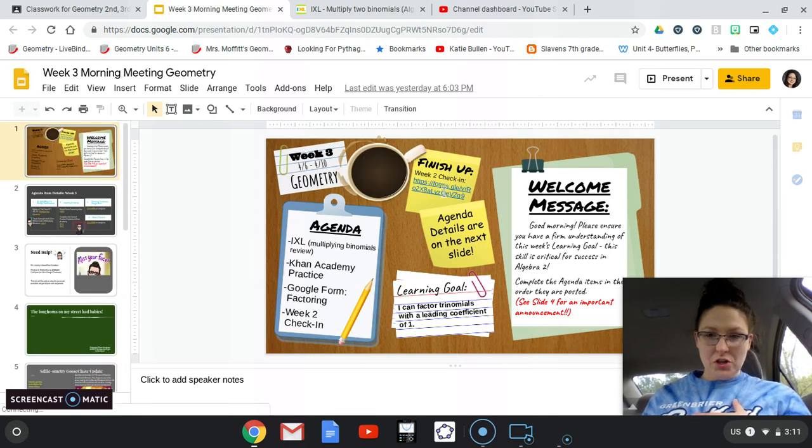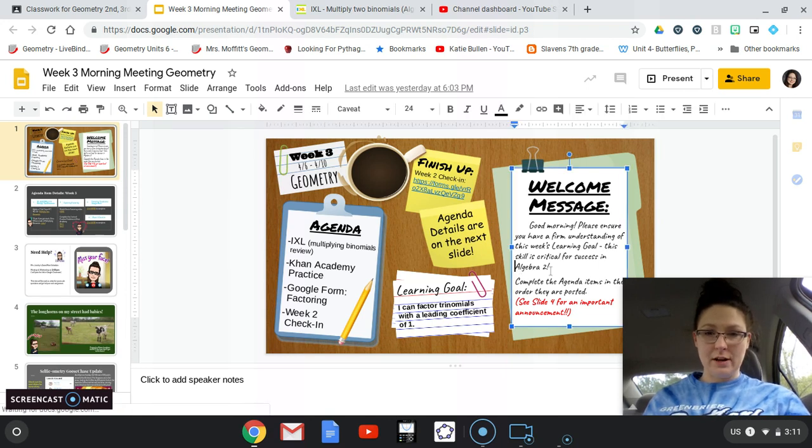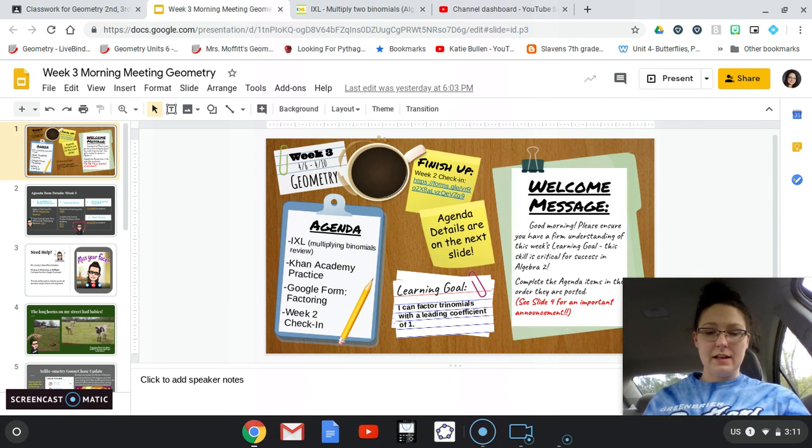Our learning goals for the rest of this year are going to be geared towards getting you ready for Algebra 2. The math teachers all got together at the very beginning of the year, and we made a list of the skills that students need to really have a good understanding of before they start each class. I'm going to base our learning goals off of those skills that you need in order to be successful next year in Algebra 2.